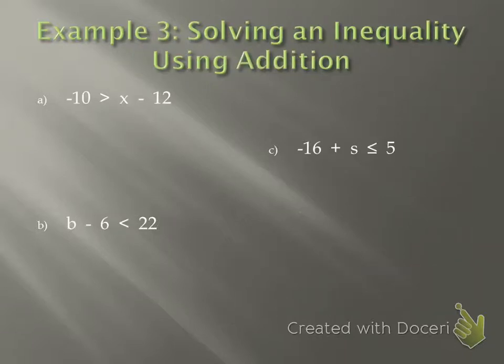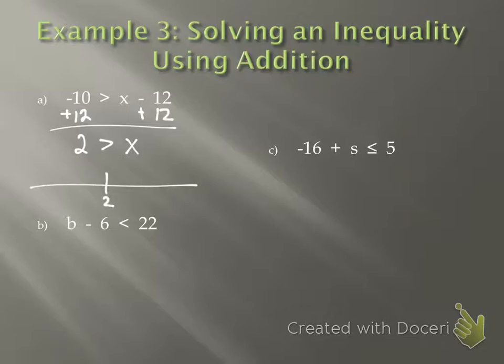All right, next example. Now again, I've got my variable on the other side, but what do I do to solve for x? How do I get rid of negative 12? Add 12 to both sides. And I get, what's negative 10 plus 12? 2. Positive 2 is greater than x. But is that how I'm supposed to read it? No. How do I read it? x is less than 2. Yes, x is less than 2, so make sure you do that.